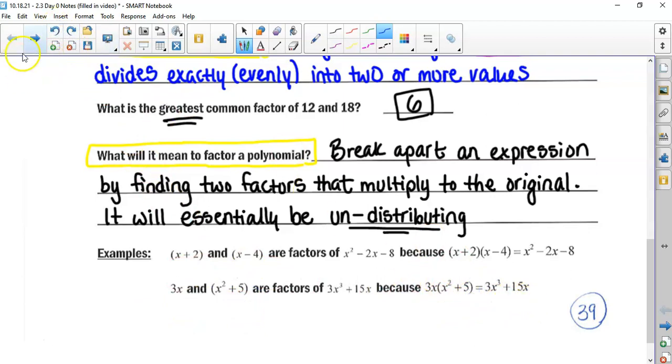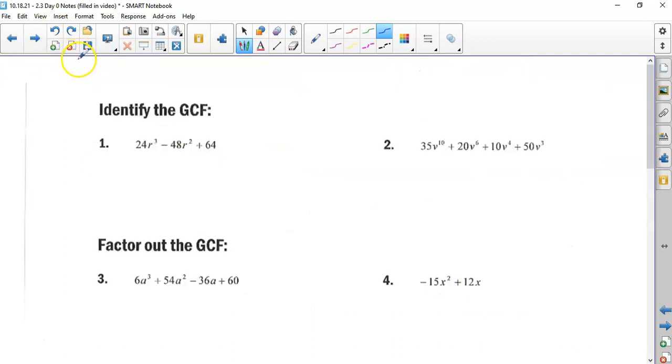So let's see how this is going to work. Let's start practicing some together. For questions 1 and 2, it asks us to identify the GCF. My recommendation is to always pay attention to the whole numbers first, or the numerical coefficients first.